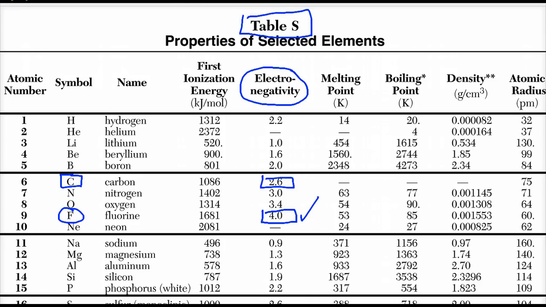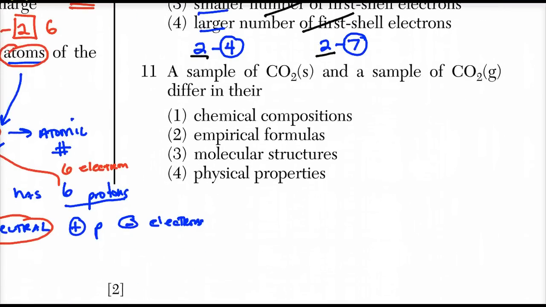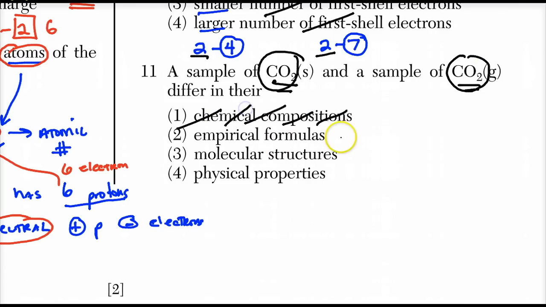and it's a nice resource if you get mixed up with your trends. Number 11, maybe. A sample of carbon dioxide, solid, dry ice, another example of that. Hopefully you saw some in your chem experience this year. And a sample of CO2 gas, can't see that, differ in their what? Well, their chemical compositions, they have the exact same formula. So they're made of the same ratio and same atoms, so no. They do not have the same empirical formulas. Empirical means the lowest ratio. And they already have the lowest ratio. It's a 1 to 2, so no.